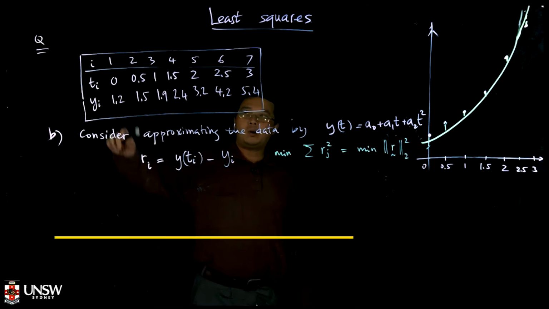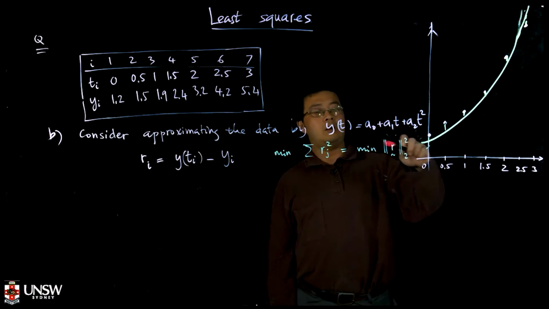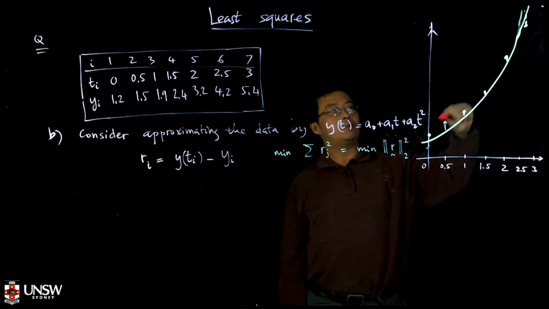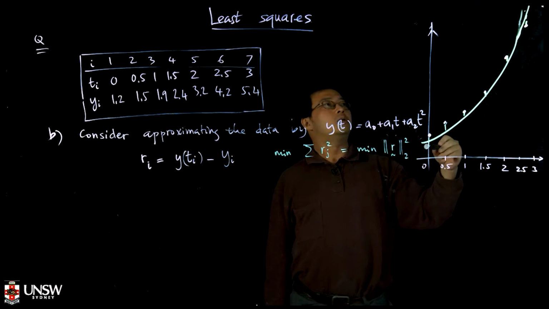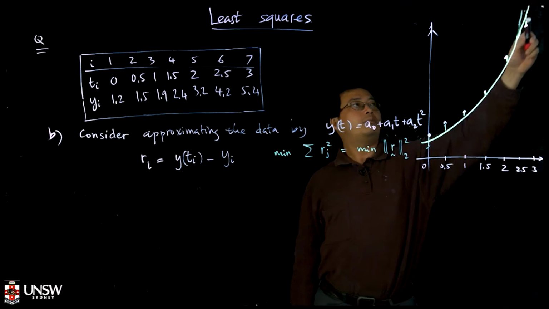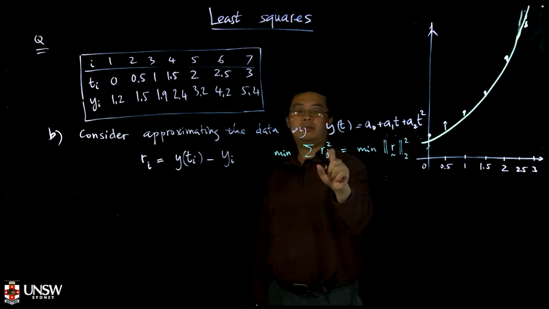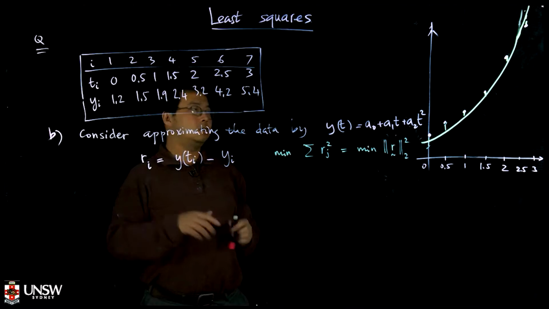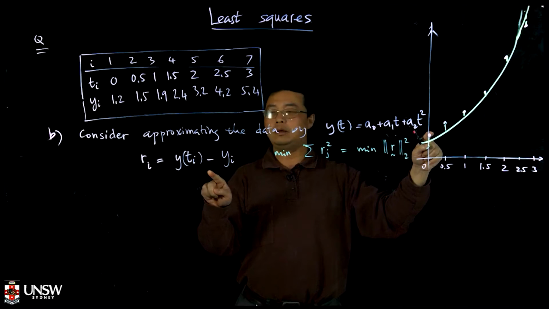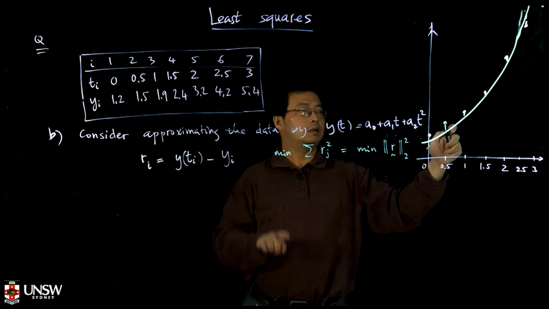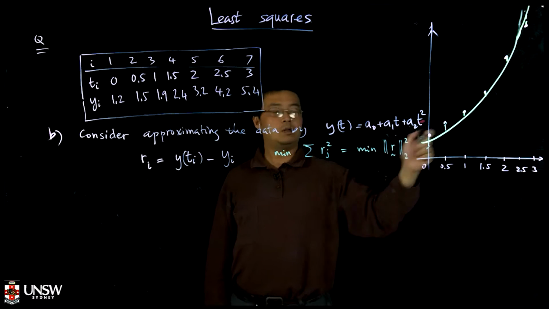Okay, so now suppose we have 7 data points as well. But now we are not going to find the least square approximation by a line, but by a parabola. So what it means is I try to find a green parabola that minimizes the sum of the squared residuals. The residual R1 is the difference between the curve and the first data point, and R2 is the difference between the second data point and the point on the curve.